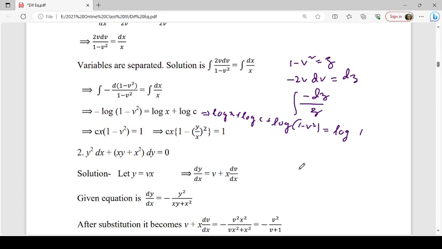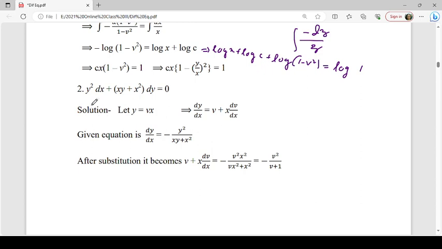Next example is number 2. y square dx plus (xy plus x square) multiplied by dy. If we write this as dy by dx, the right-hand side is y square by (xy plus x square). So this is homogeneous: this is degree 2, and this is also degree 2.